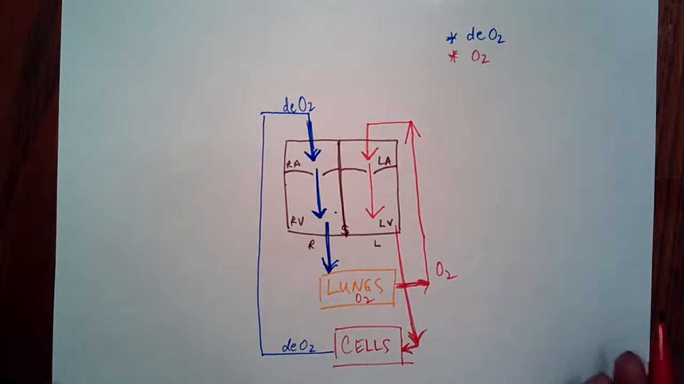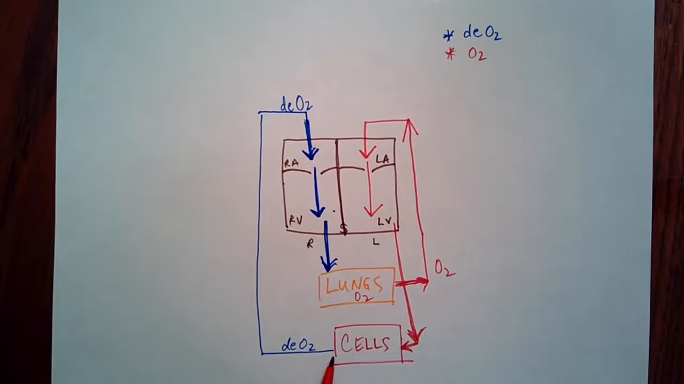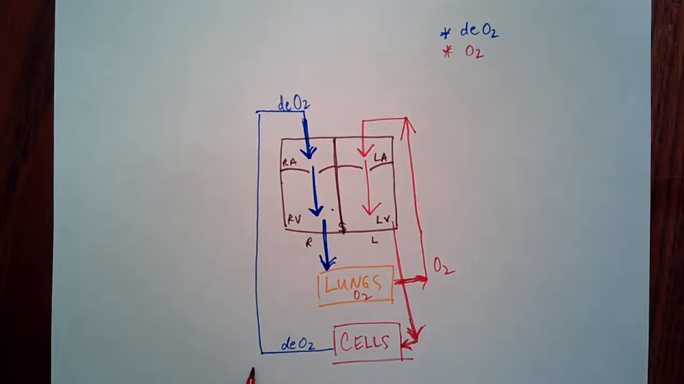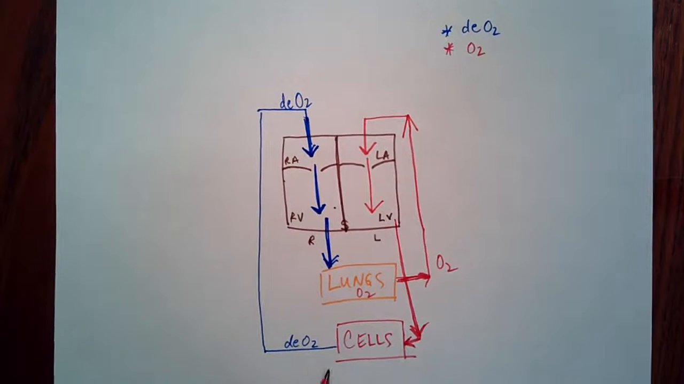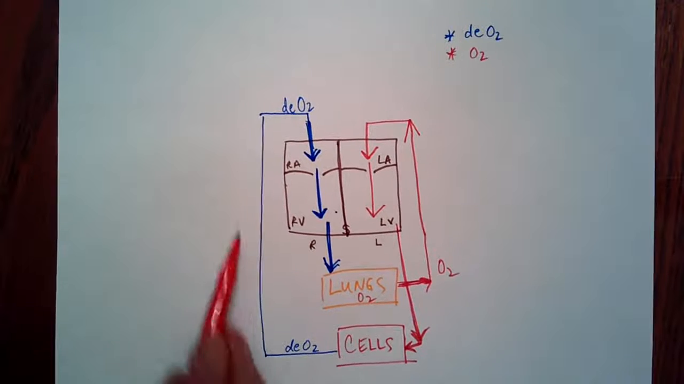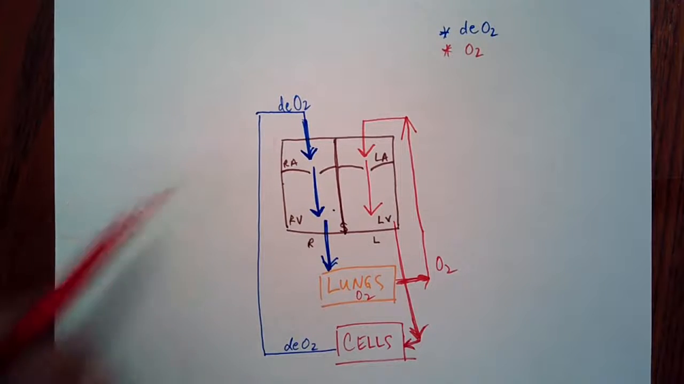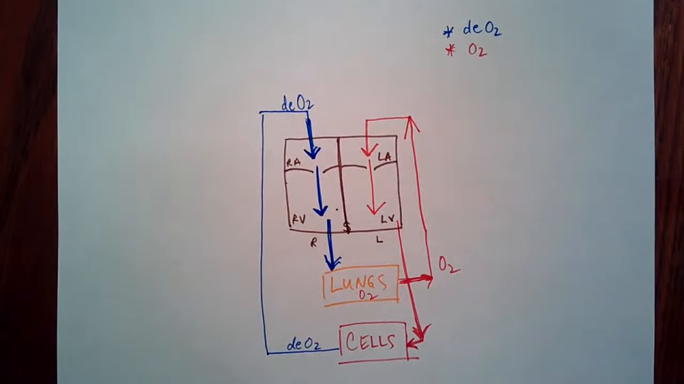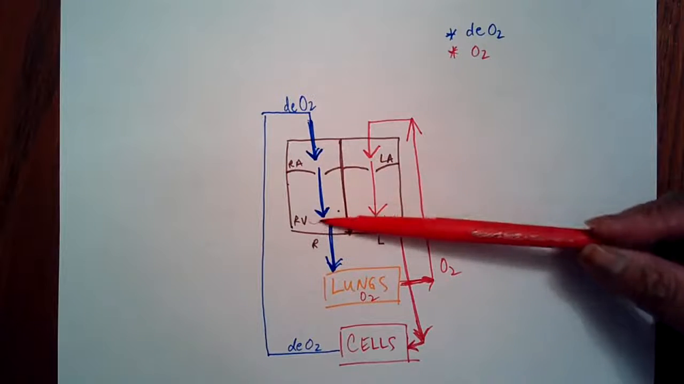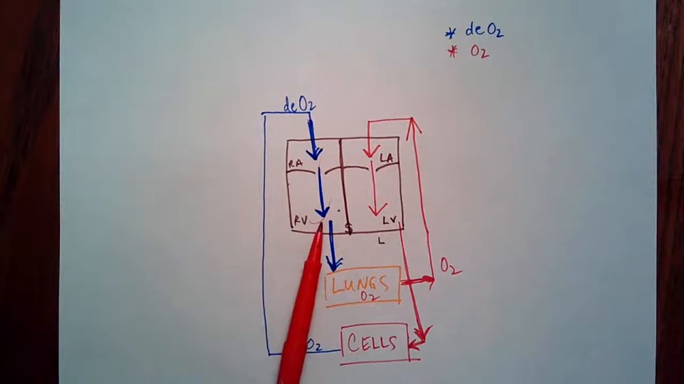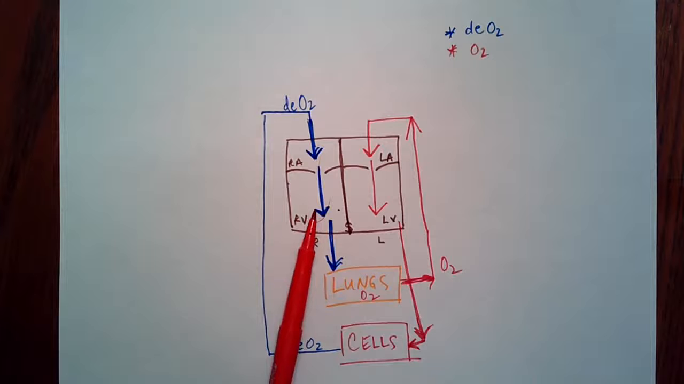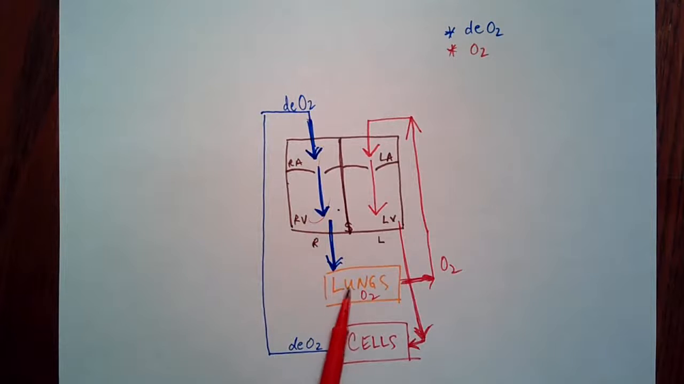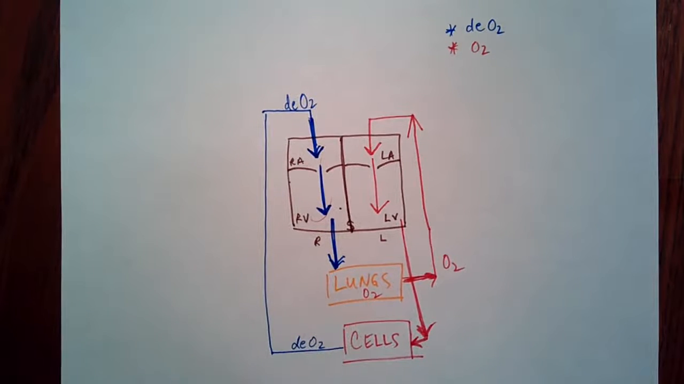And the cells will then pick up the oxygen and the nutrients and dump the CO2 or the waste back into the heart so that it can enter this amazing pump and pump that oxygen poor or deoxygenated blood in the right side of the heart into the lungs. That is the blood flow.